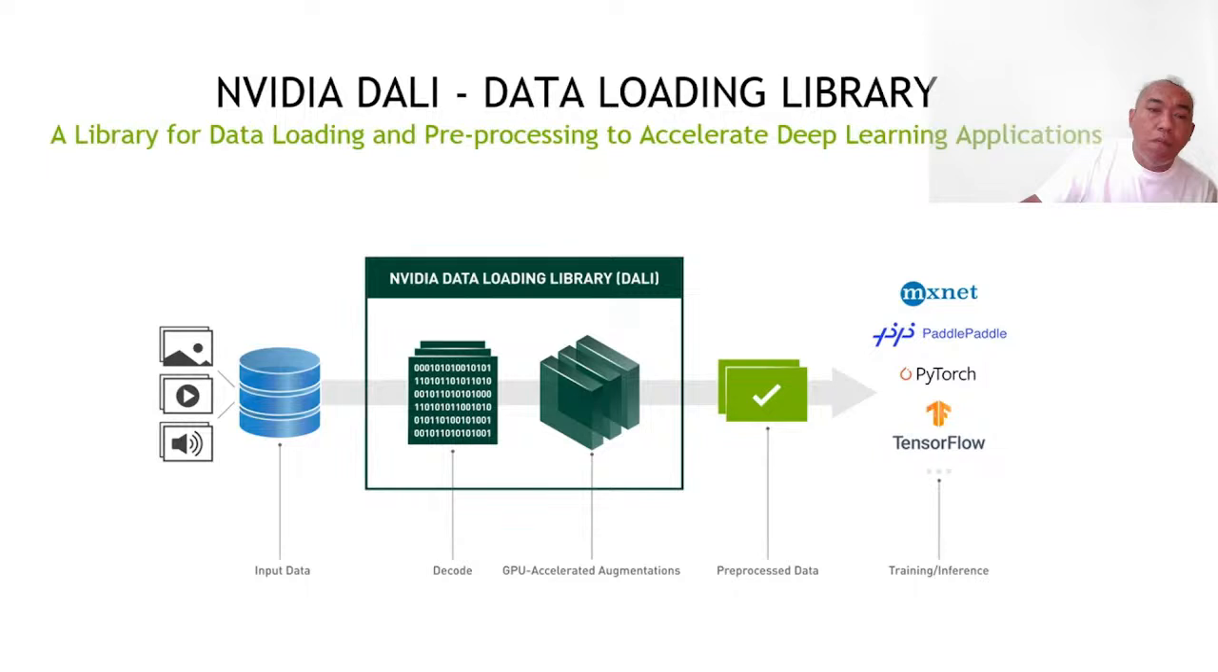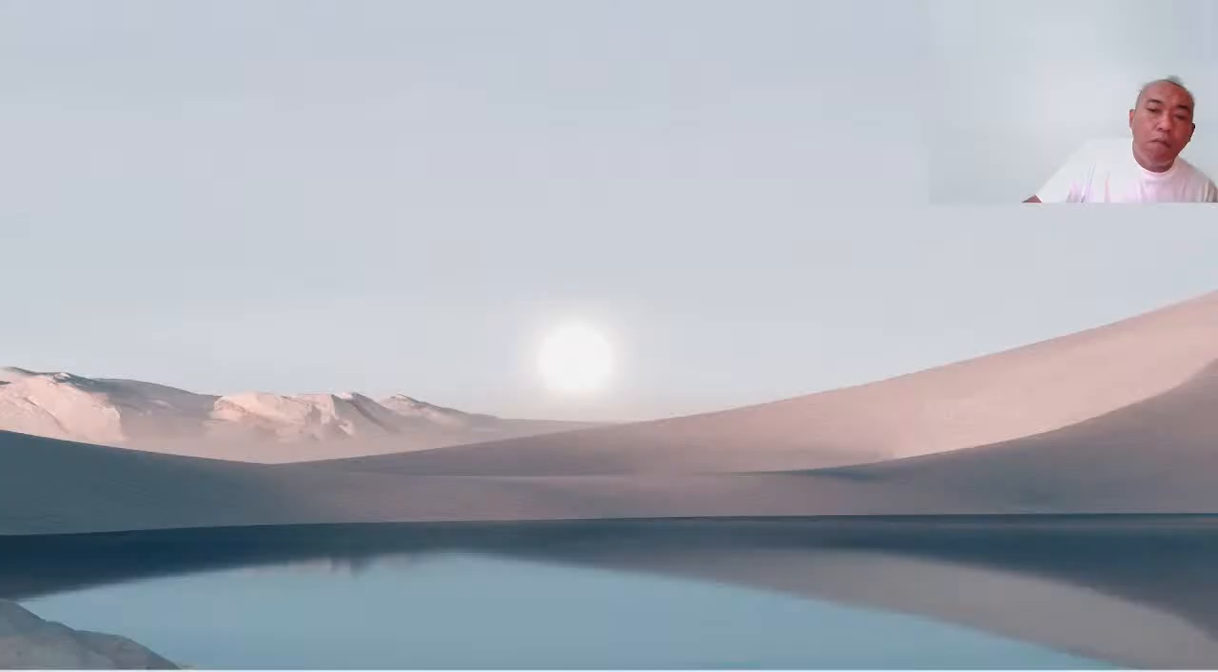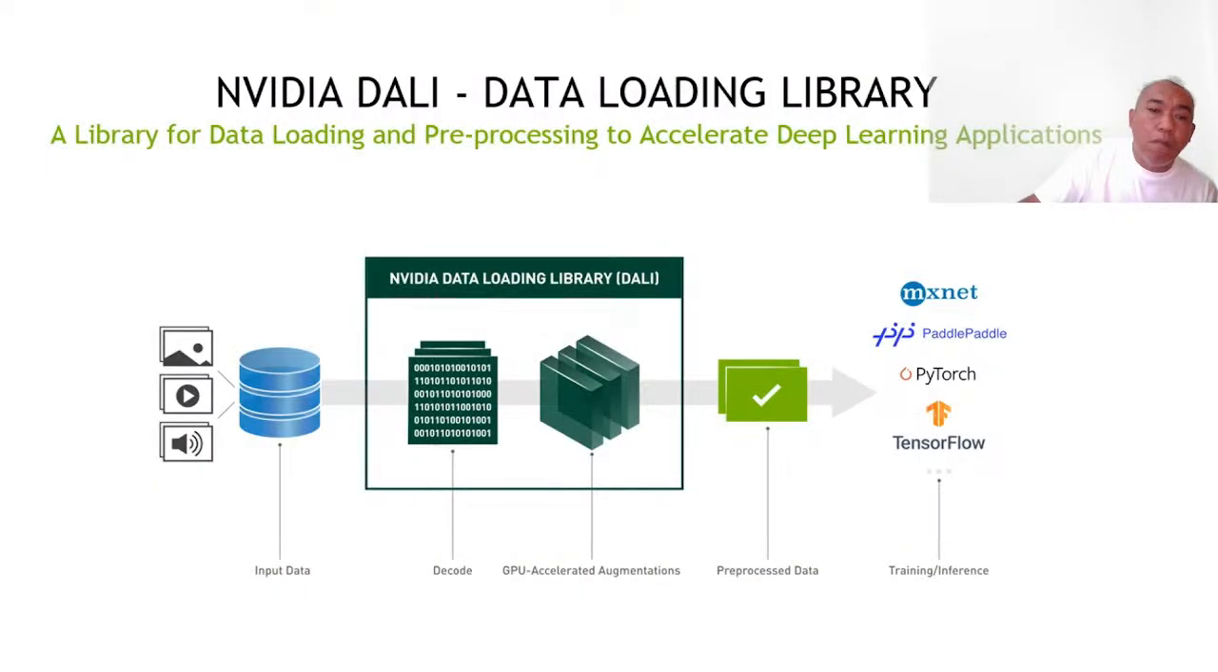NVIDIA Data Loading Library is a library for data loading and preprocessing to accelerate deep learning applications. It provides a collection of highly optimized building blocks for loading and processing images, videos, and audio data. These processes have traditionally been performed on the CPU, which have become a bottleneck, particularly when the dataset is large. The data loading library addresses the problem by offloading data preprocessing to the GPU. The same preprocessing pipeline used on the training dataset can also be applied to the data for inference.